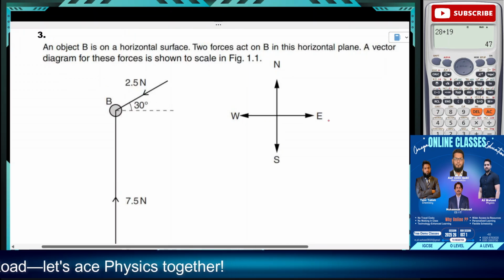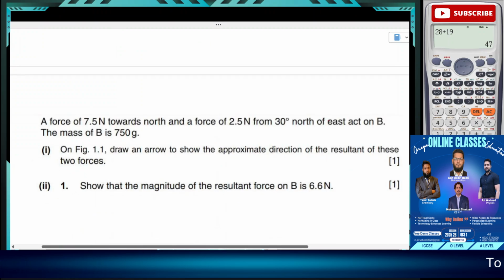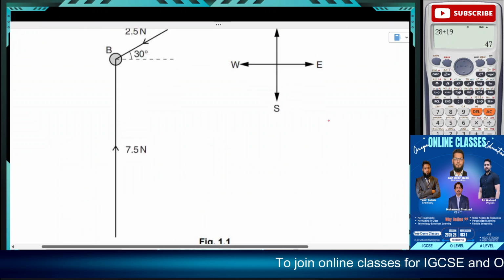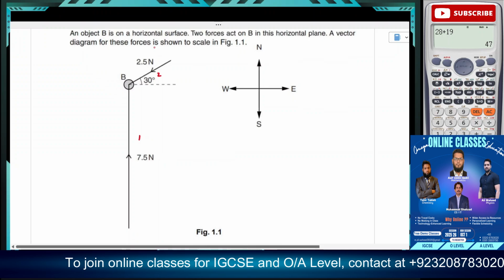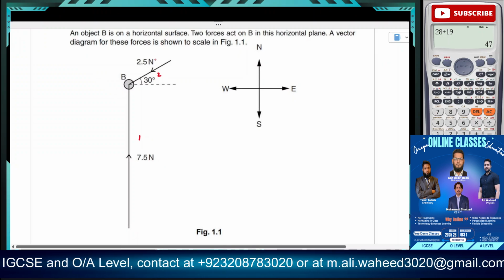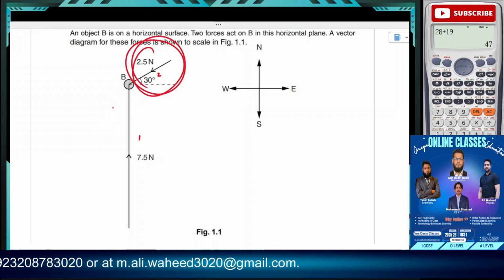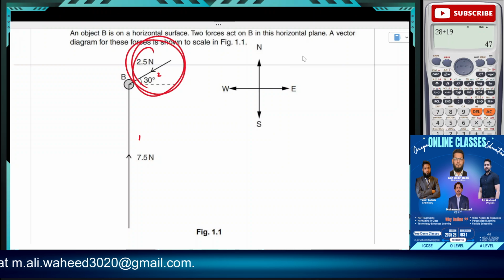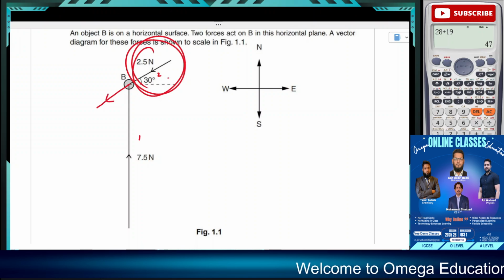So here we have the situation. The first part is draw an arrow to show the approximate direction of the resultant of these two forces. If this is the first vector and this is the second vector, now we gotta follow the rules. The vector triangle method or head tail method says pick up the second vector and place it at the end of the first one. So you pick up the second vector and place it exactly at the end of the first one. So something like this.